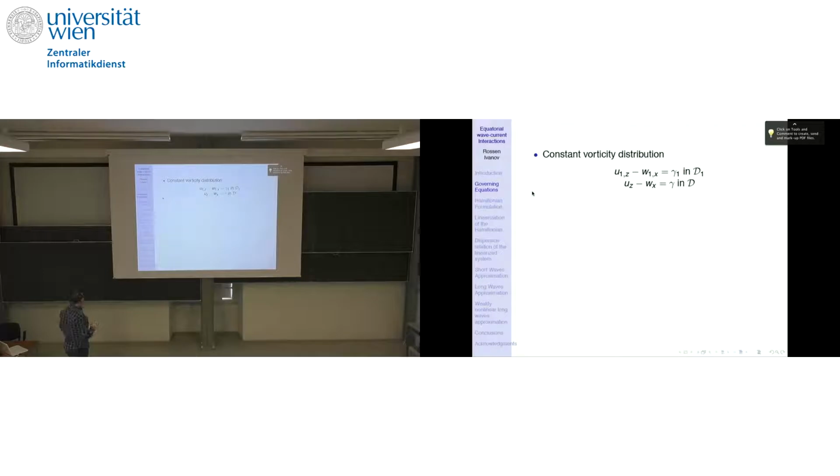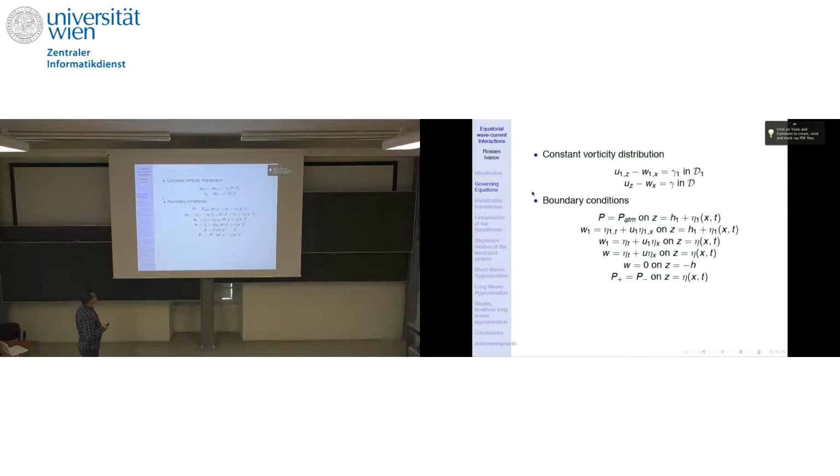And as I mentioned before, we have these constant vorticity distributions. So we also have to add the boundary conditions for atmospheric pressure on the surface. This is the kinematic boundary condition on the surface. We have two kinematic boundary conditions, from above and below, on the thermocline, or the interface. And we have equality of the pressures below and above the thermocline.